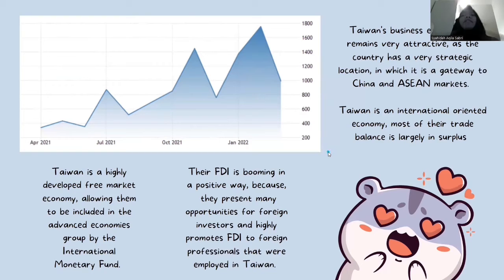So Taiwan is an international oriented economy. Most of the trade balance is largely in surplus. Surplus is when it brings profit or returns.